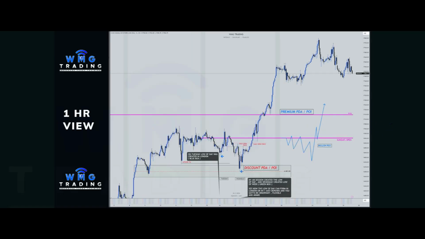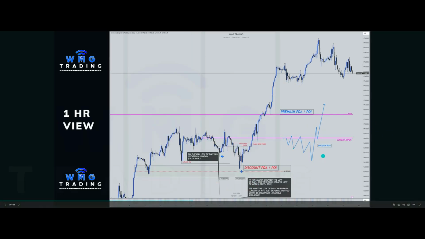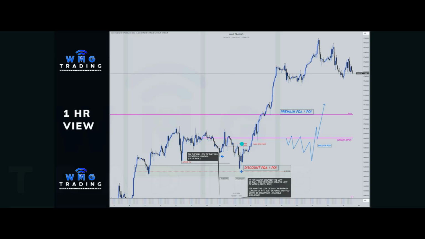Okay, so digging into further context, we see how price dropped down to a discount array. What's that discount array? Well, it's the sell side. And if you go to the 4-hour chart, which I don't believe I do in this PDF, you could see how there's a 4-hour fair value gap as well. I don't know why I put order block there, sorry about that. But yeah, there's a 4-hour fair value gap. You see the midpoint was beautifully respected.